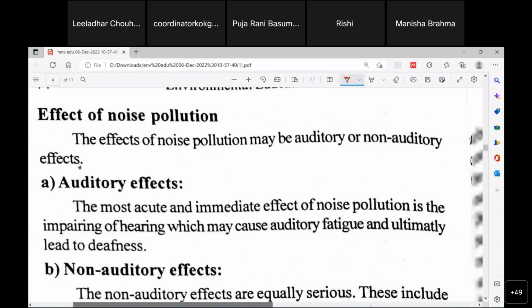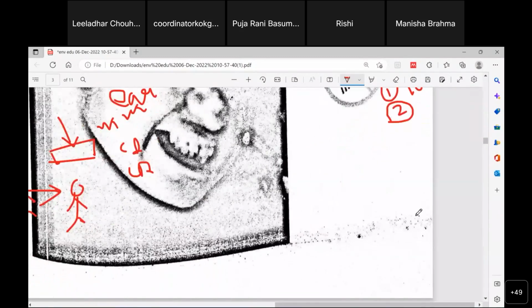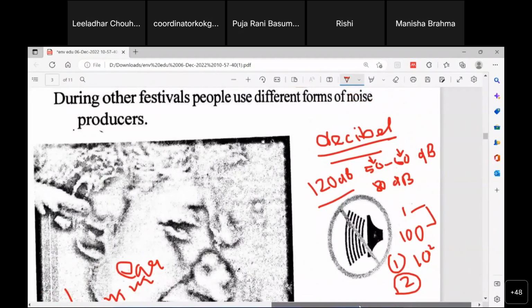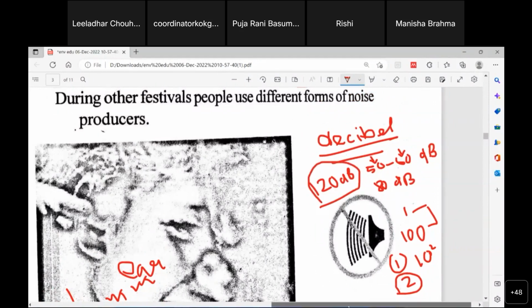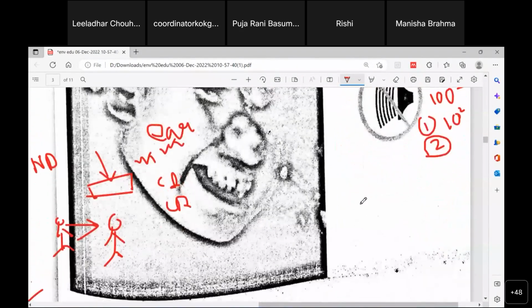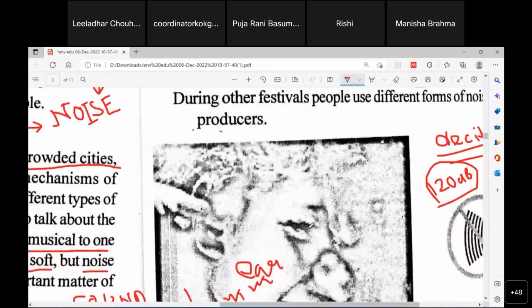So remember, 120 decibel is a limit. If our ears are exposed to sound of more than 120 decibel, then definitely you are going to get a problem. 120 decibel can damage glasses. Jet planes and explosions produce sounds of more than 120 decibel. They can damage glasses, and they can damage our eardrum also.